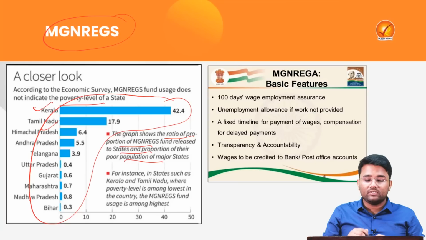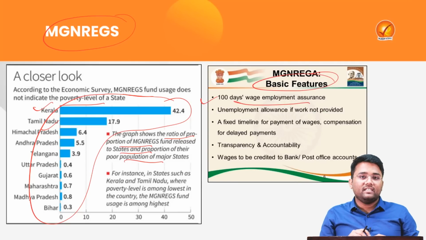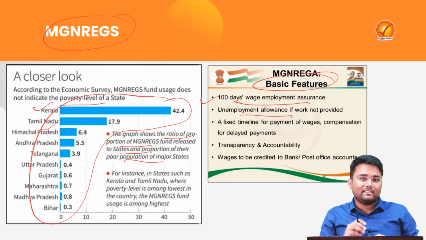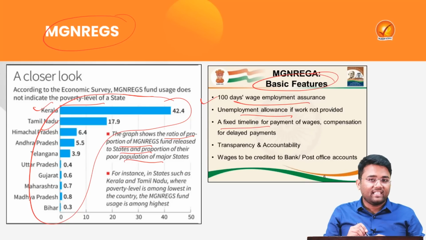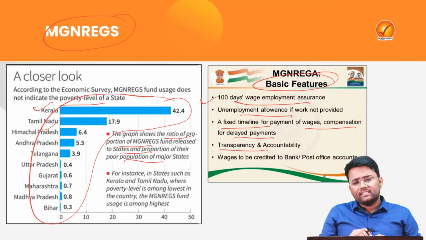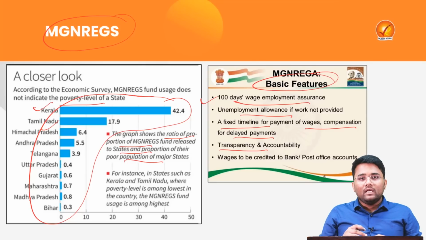Since we are talking about this scheme, let's also look into some basic features. In this scheme, 100 days wage employment assurance is provided. If the work is not provided, there will be unemployment allowance for the people. There is also a fixed timeline for payment of wages, compensation and also for delayed payments. There is also a mechanism of transparency and accountability, because there is proper attendance, and now biometric attendance is happening in various states. Also, the wages that they are getting are directly credited to their bank and post office accounts.